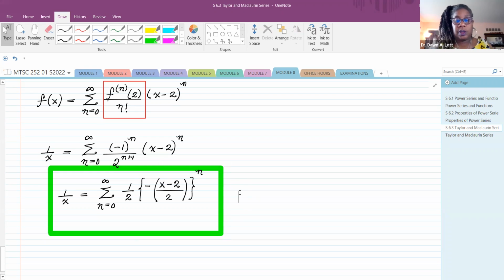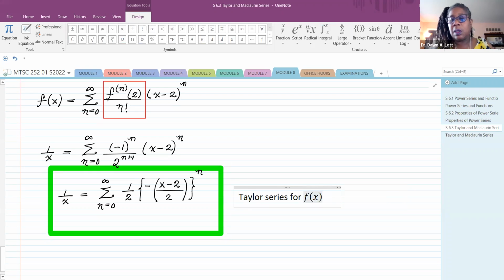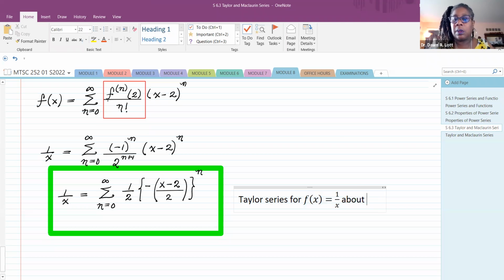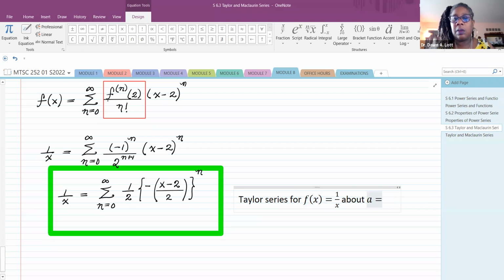This is the Taylor series. It is not a Maclaurin series. For f of x equal to 1 over x about a equal to 2. And you can actually determine where this series converges or diverges. This is actually rather simple.